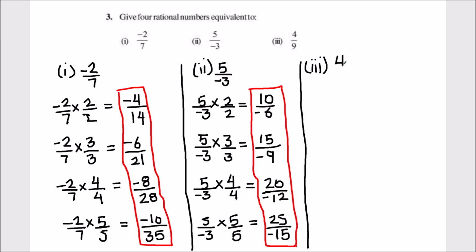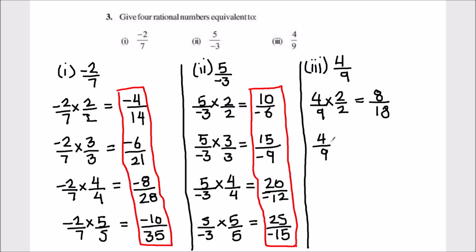Now let's solve the next one. The next fraction is 4 upon 9. We are going to multiply and divide it by 2 first. We can take different numbers. Here I am taking simpler numbers like 2, 3, 4, 5, so it's easy to multiply and get the equivalent fraction. 4 times 2 is 8 and 9 times 2 is 18. So 8 by 18 is one equivalent fraction to 4 over 9.